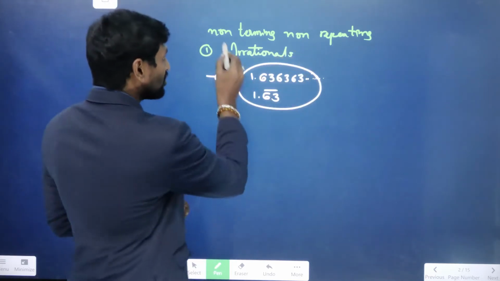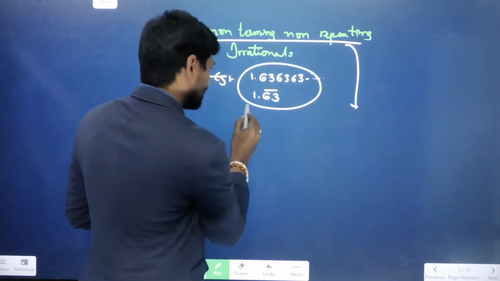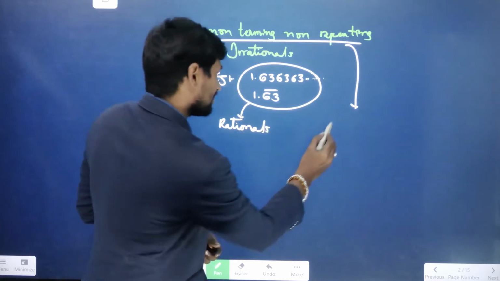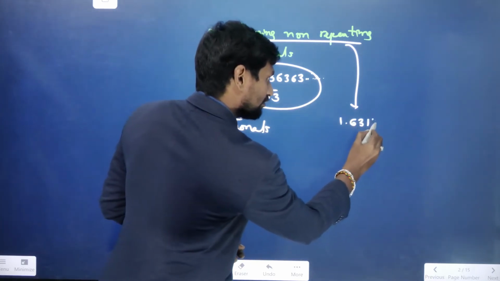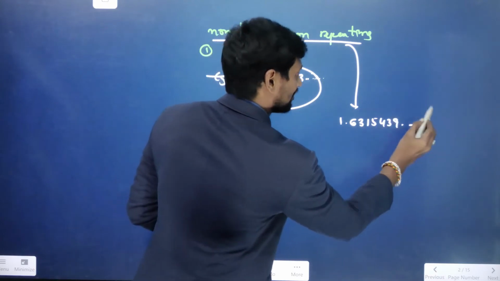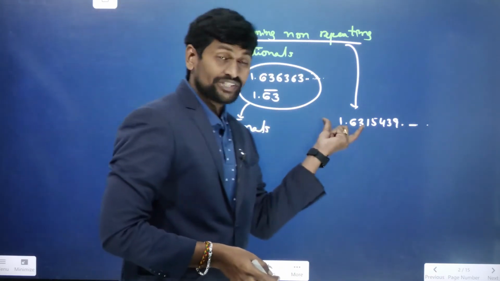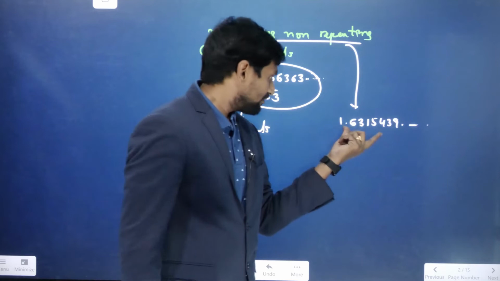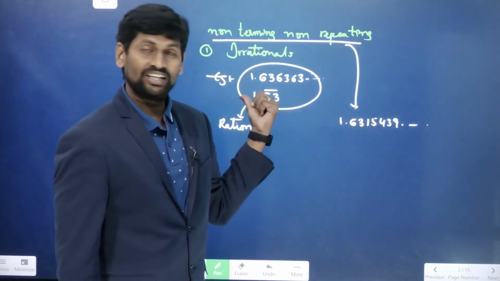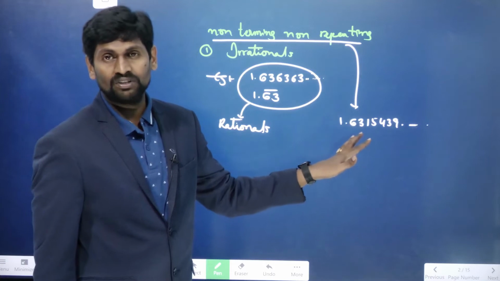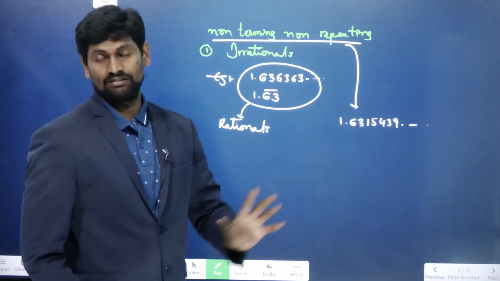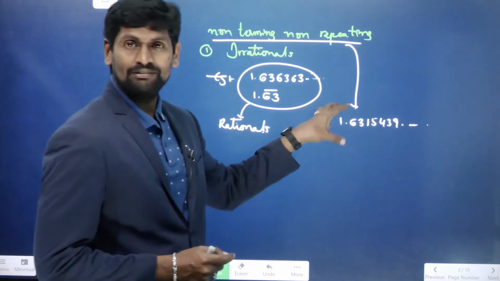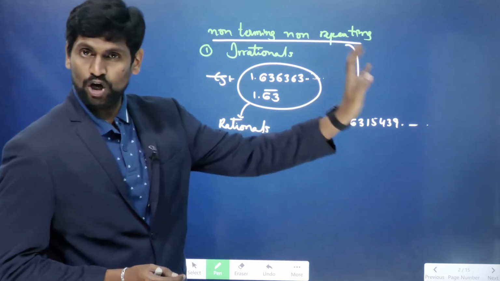But irrational numbers are non-terminating, non-repeating, like 1.6315439 and so on. There is no period repeating like 63, 63, 63. Here we did not identify any period repeating in this decimal form. This type of number is called an irrational number. So simply, the decimal form of an irrational number is non-terminating, non-repeating.